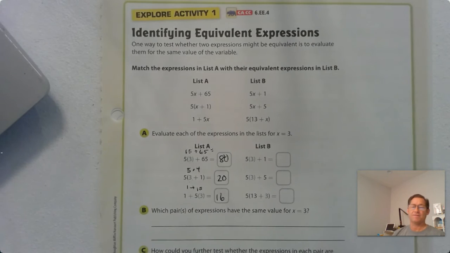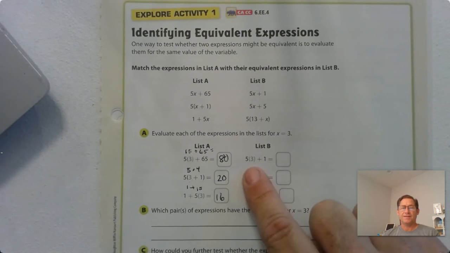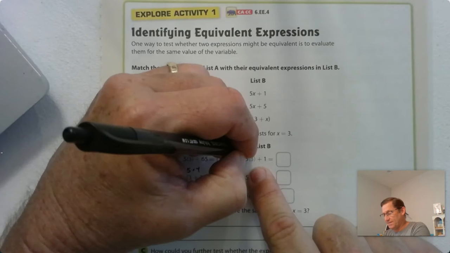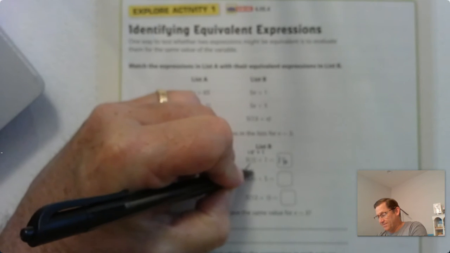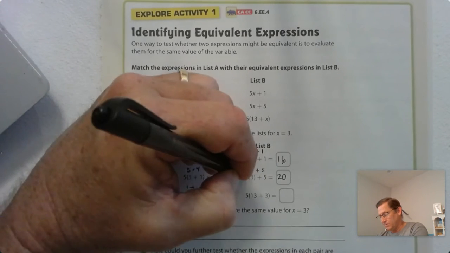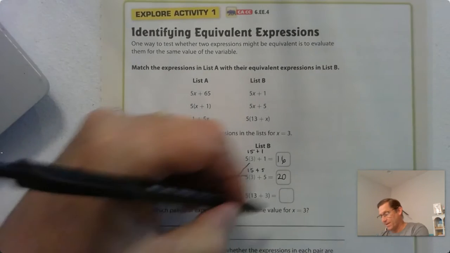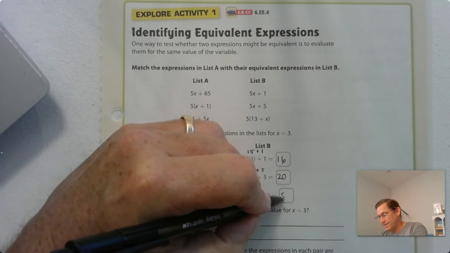All right, now we have to find the one that matches on the right-hand side. So again, this was 5x plus 1. 5 times 3 is 15, plus 1 is 16. Okay, so those two are equal. 5 times 3 is 15, plus 5 is 20. So those two are equal. And 13 plus 3 is 16. 16 times 5 is 80.